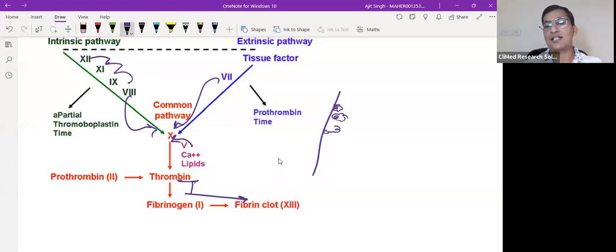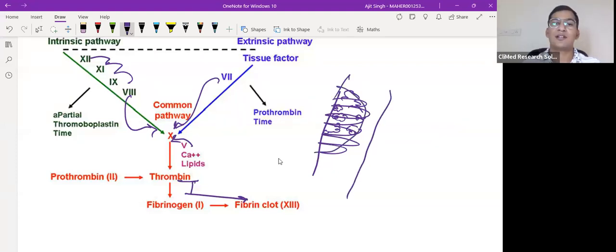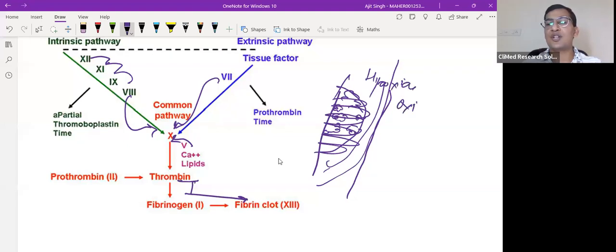Like these are platelets, these are platelets, and these are getting strong by fibrin. So this is the plaque inside your vessel, and this is stopping the way of blood flow and creating hypoxia, and hypoxia is creating oxidative stress.